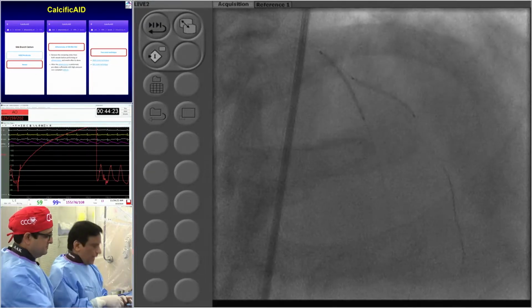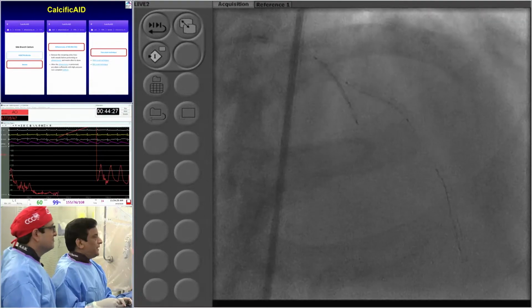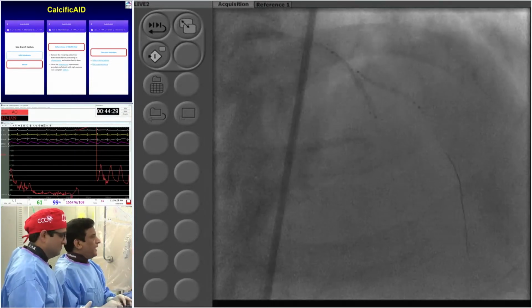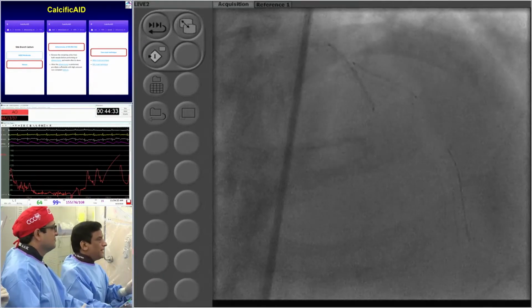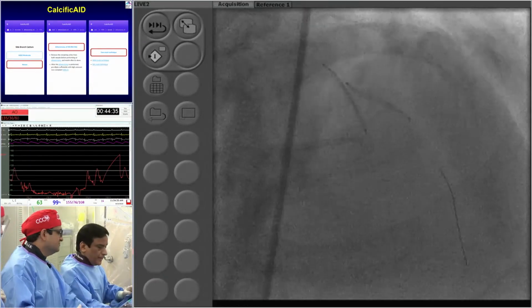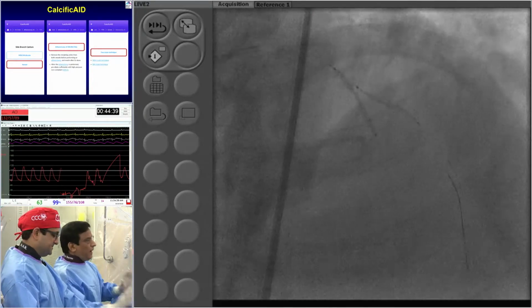The key is the multiple steps, and I can tell you the mini crush, which is our favorite technique, has not shown any bad results in any way. So in our lab, we do some cases with DK crush, and we'll show one case hopefully. But mini crush is the preferred bifurcation strategy in the Mount Sinai cath lab.